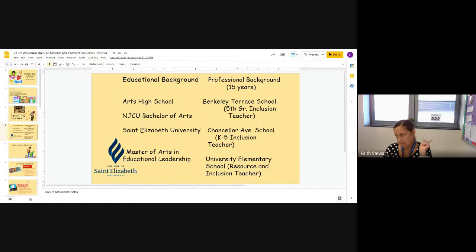I taught at two other schools prior to coming to University Elementary School. The first school that I taught at and was hired into the Irvington family was Berkeley Terrace School. I was a fifth grade inclusion teacher, and I stayed there, I think, for about 4 or 5 years. I went to Chancellor Avenue after that as a K through 5 inclusion ELA teacher, and I stayed at Chancellor maybe about 3 years. And then I came to University Elementary School. I was first a resource teacher, and then I became an inclusion teacher.